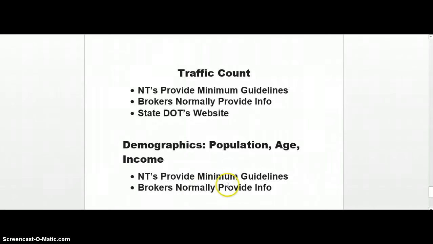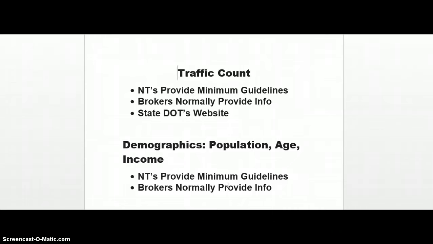Okay, I'm back. Traffic counts, along with demographics, dealing with the population, age, income. Okay, starting with traffic count. Normally, the national tenant, that's what NTs mean, will provide their minimum guidelines on this type of information, as far as how many cars pass by this particular building on a daily basis. That's simply what it means.